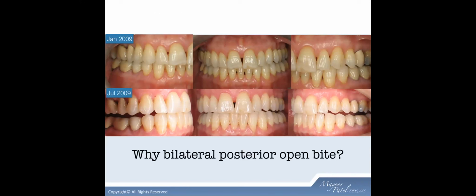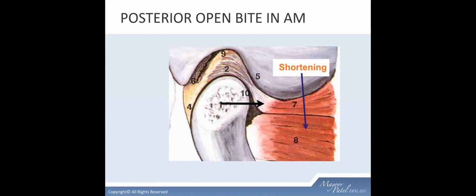And if you look at this situation right here, day of delivery, teeth are touching, January 2009. July 2009, now we have a bilateral posterior open bite. This is probably what you see more often. The reason for that many times is shortening of the lateral pterygoid. As the shortening of the lateral pterygoid takes place, the condyle seats more anteriorly. When the condyle seats more anteriorly, you get posterior bilateral open bite.